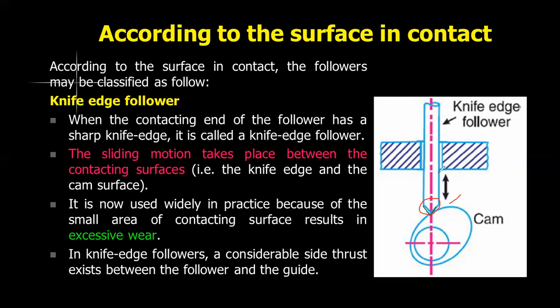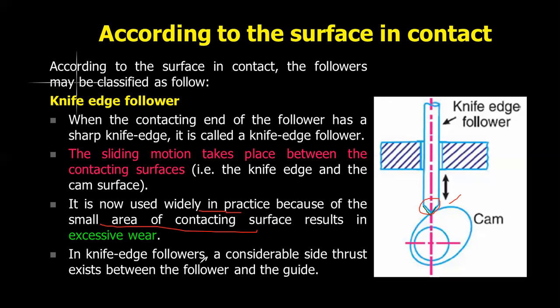If it is connected with the valves of the IC engine, then the IC engine valves may open or close according to the cam rotation. It is not widely used in practice because of the small area of contacting surfaces. The contact surface between the cam and the knife edge follower is very minimal, because it has line contact. Because of that minimum area of contacting surface, it may result in excessive wear. So the surface stress will be very high, and there may be material loss at the wear side.